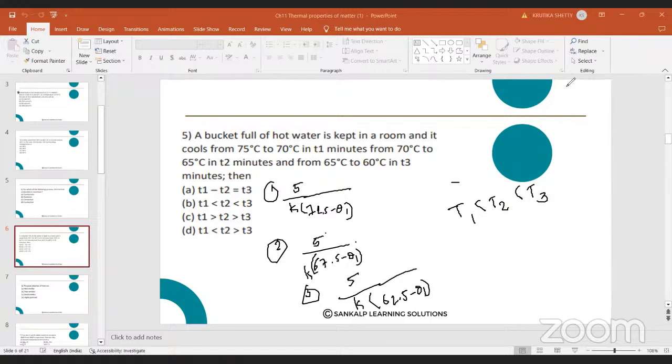Sorry, option B. Option B is correct here. Okay, T1 is less than T2, which is less than T3. Option B is the correct one. I hope the solution is clear to you.